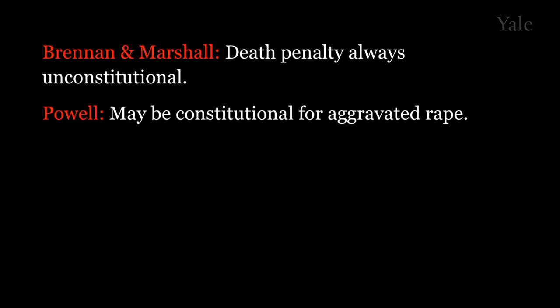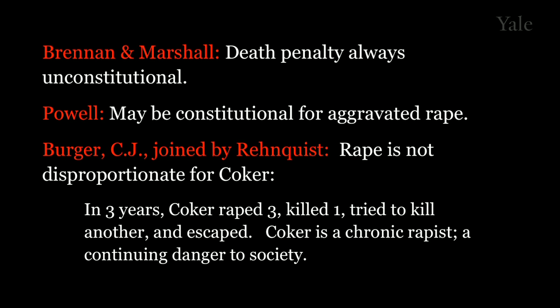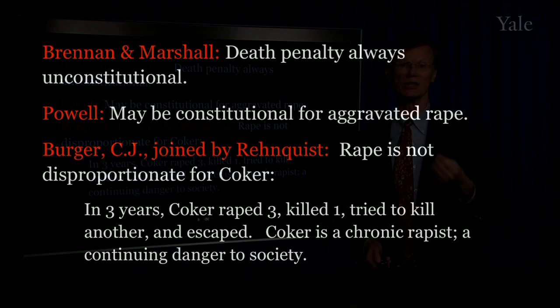Justice Powell says the death penalty may be constitutional for aggravated rape, and then Chief Justice Burger, joined by Justice Rehnquist, says that rape is not disproportionate, and he looks at Coker in particular. In 3 years, Coker had raped 3 people, he had killed 1, he had tried to kill another, and he had escaped. If ever there's a person, Chief Justice Burger is saying, for whom the death penalty is appropriate for this crime, it's Coker. The Chief Justice describes Coker as a chronic rapist and a continuing threat to society. But that's the dissenting opinion.